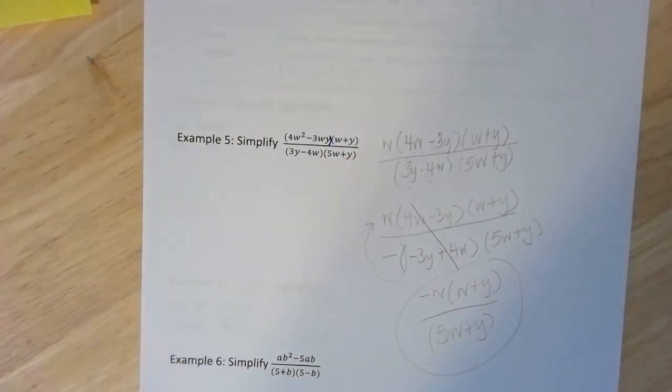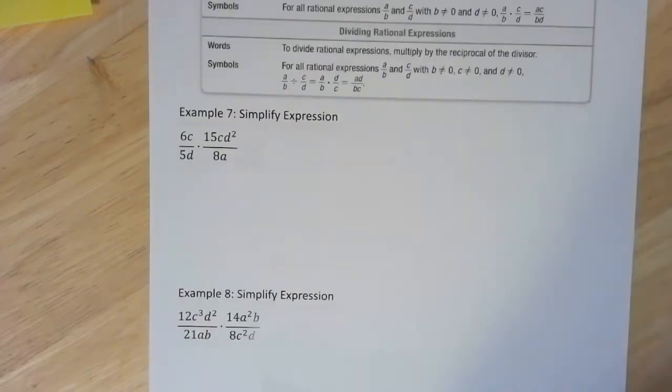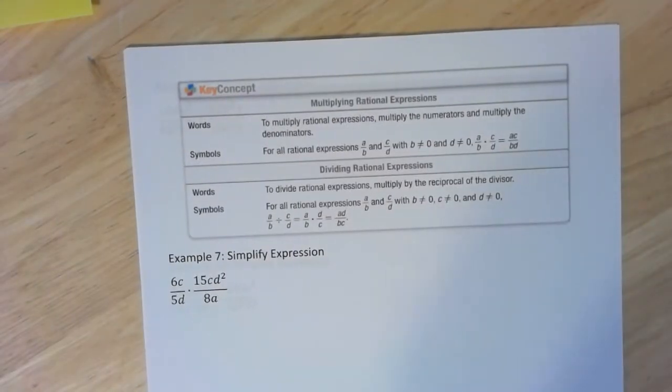All right, I'm going to let you guys try example 6, and we're going to go on to reading a new property here.